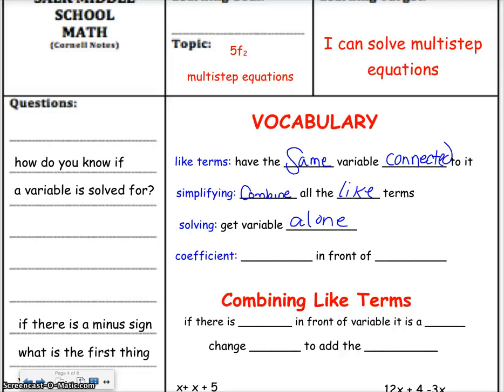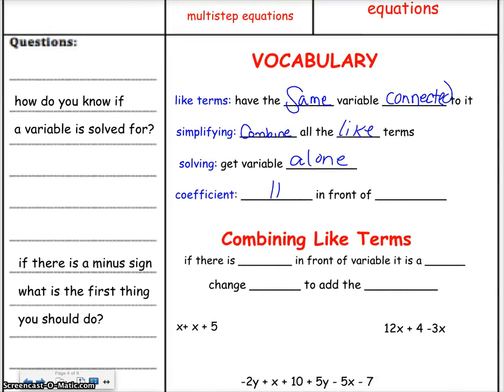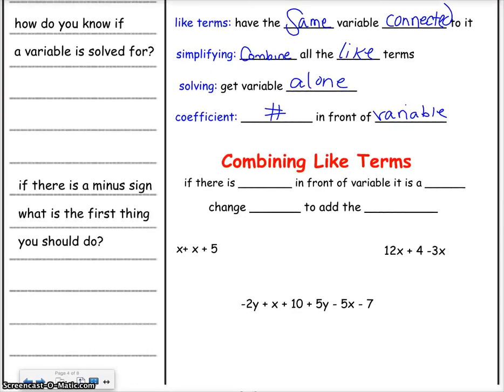And you need to remember a coefficient. We learned that last unit. A coefficient is the number in front of the variable. So we're going to solve first by combining like terms. You had a couple of these yesterday in your homework, so it kind of exposed you to see the process. Remember, if there is nothing in front of the variable, it really is a 1.